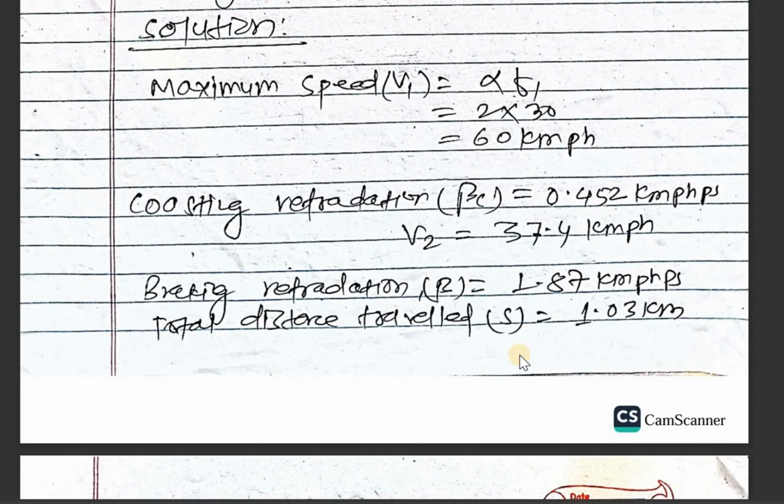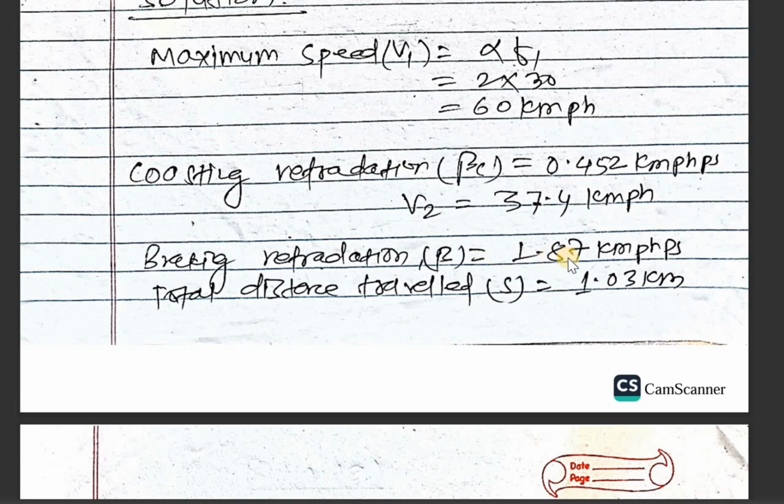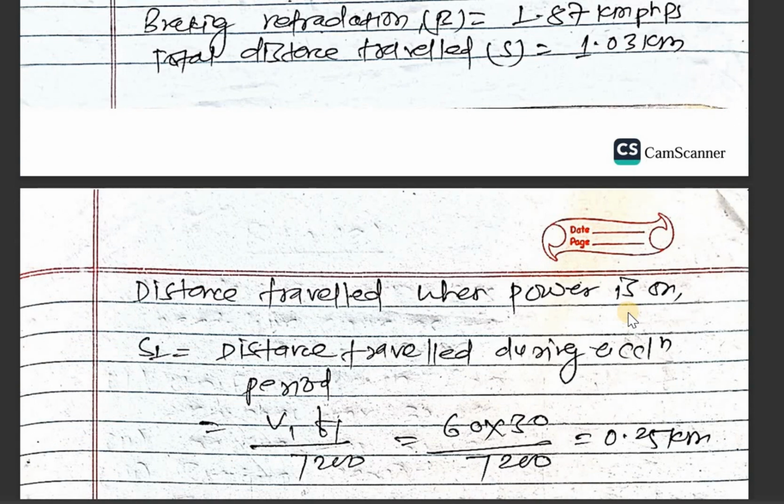So first of all, write all the given data. Maximum speed V1 = alpha into t1 = 2 into 30 = 60 km per hour. Coasting retardation beta c is 0.452, so V2 equals 37.4. Braking retardation beta equal to 1.8. Total distance S equal to 1.03 km.